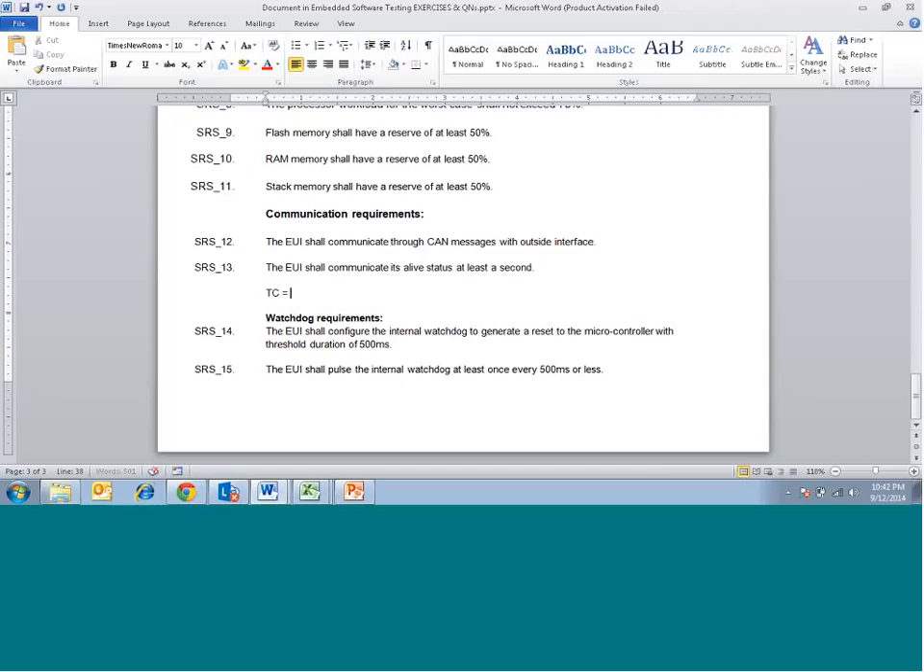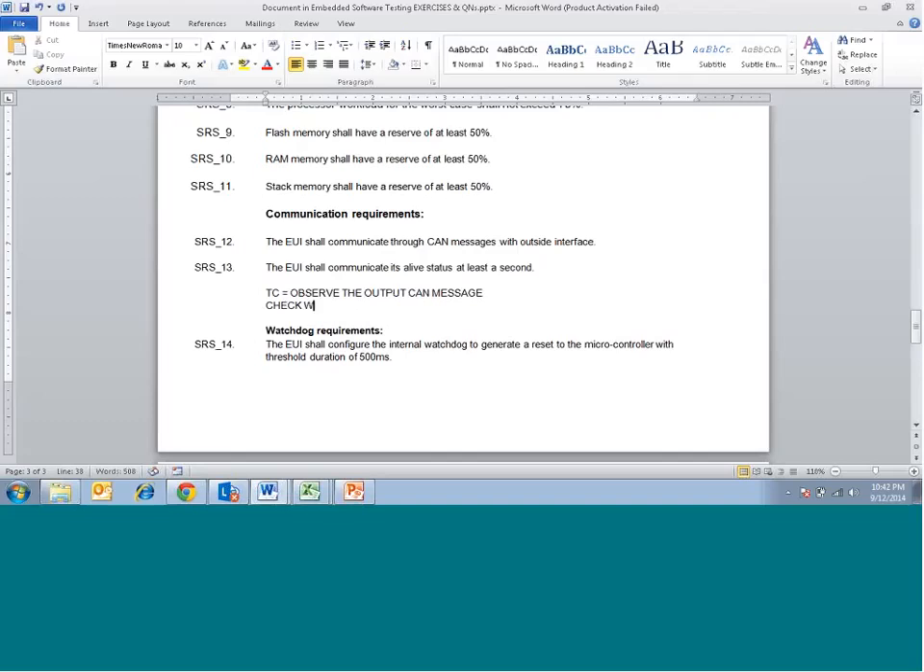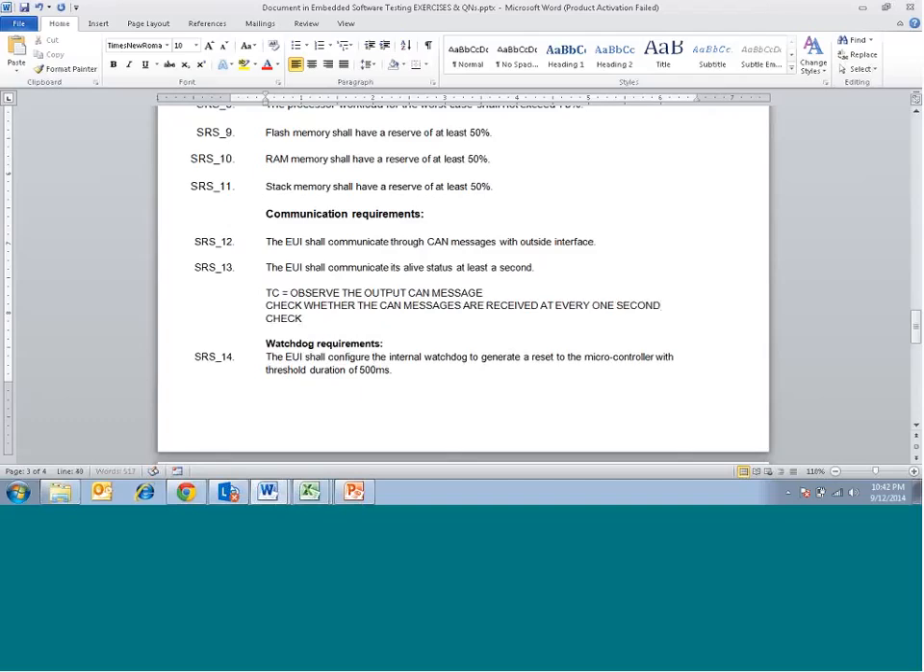observe the output CAN message, check whether the CAN messages are received every 1 second. Next one, check whether the CAN message belongs to alive status. These are important steps to validate these requirements, right?